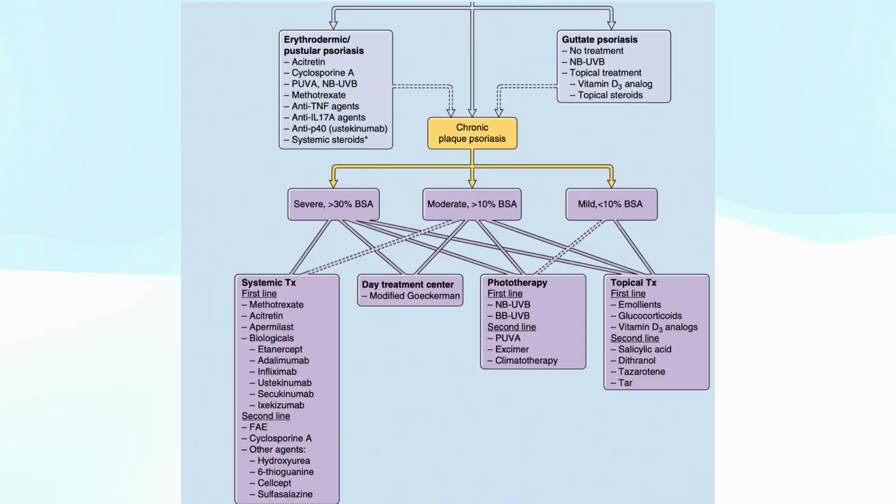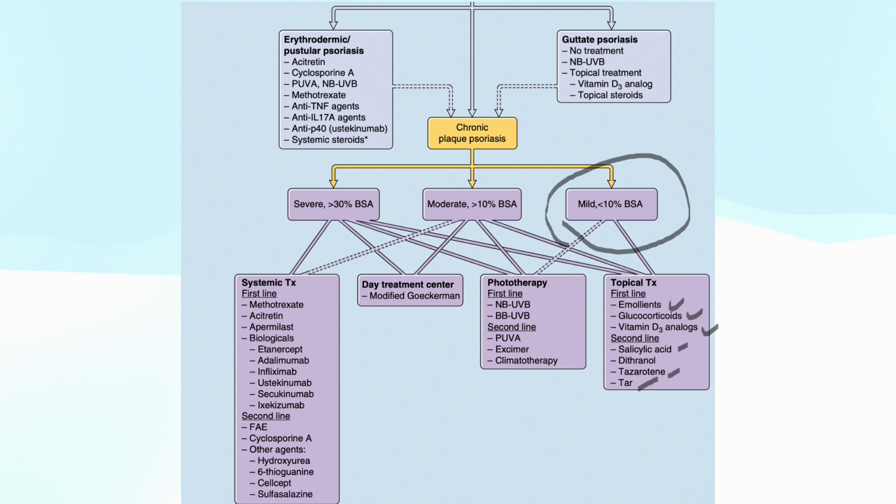Here is how you approach psoriasis. You should know how to approach psoriasis, because a lot of people get confused here, because of so many different questions. You should know what is the first line. At least you should know what is mild psoriasis, what you do. Less than 10%. First line is always emollient. You give glucocorticoids and calcipotriol, like vitamin D3 analogs you can give. Second line you give salicylic acid, tazarotene you can give, and tar you can give.